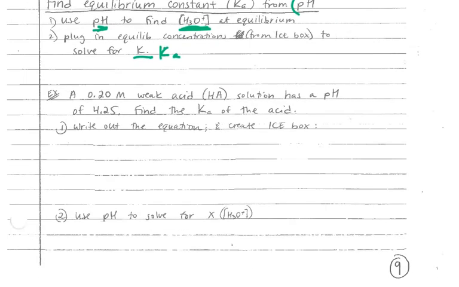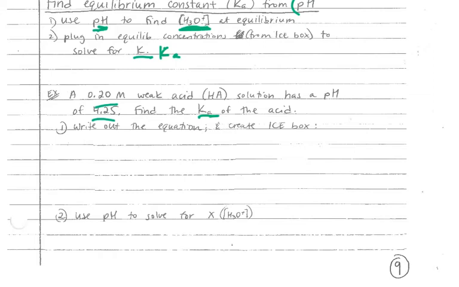So let's do an example problem. A 0.2 molar weak acid, again this generic one, HA, has a pH of 4.25. Find the Ka of the acid. So we don't know the identity of the acid. We can't look up the Ka value. It's asking us to find it based on the pH and the known initial concentration.